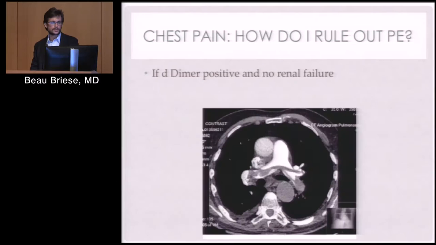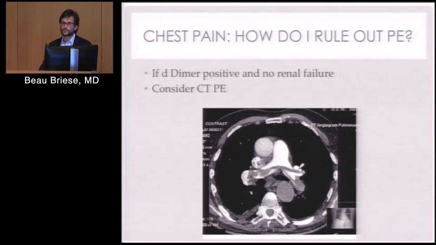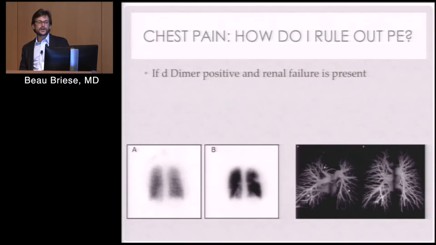You can look them up online. If the D-dimer is positive, does that mean the patient has a PE? No. Most people have a positive D-dimer, actually. Most of you have a positive D-dimer. It doesn't mean anything. A negative one means they don't have a PE. But a positive one and no renal failure, then you consider getting the CAT scan PE protocol. This is a saddle embolus on this CT. If the D-dimer is positive and renal failure is present, what other options do you have? VQ scan, good, that's on the left.